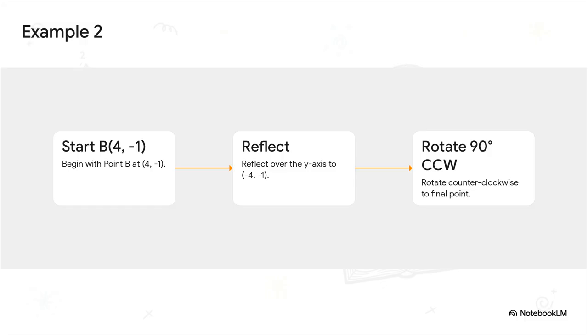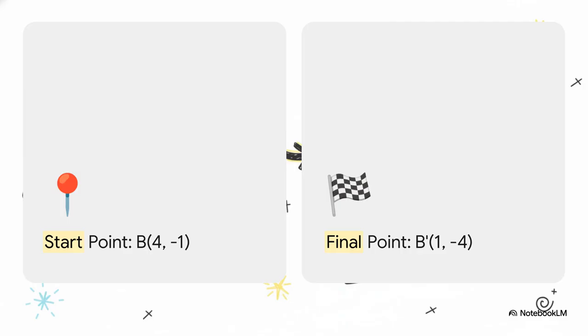So negative 1 moves to the front and becomes a positive 1, and the negative 4 shifts to the back. Look at that transformation. Starting coordinate B was all the way at 4, negative 1. But because we strictly followed the sequence, reflecting, then rotating, we landed perfectly at our completely new final coordinate, B prime, at 1, negative 4. Actually, it's incredibly satisfying when you see it map out so cleanly like that.